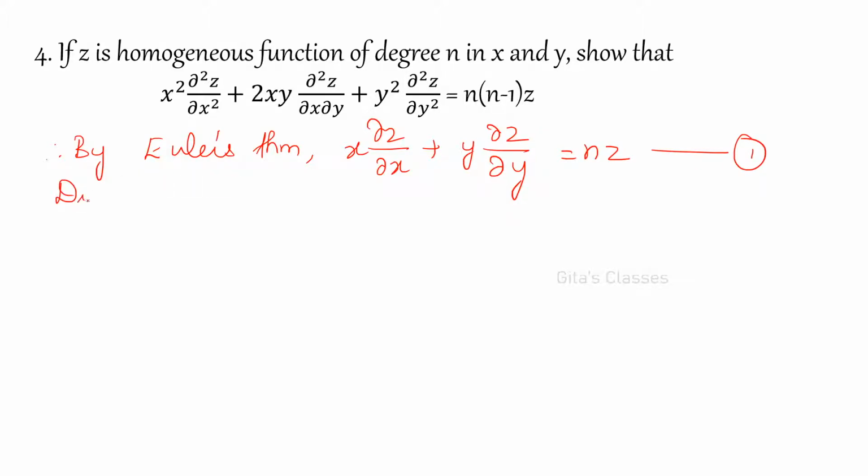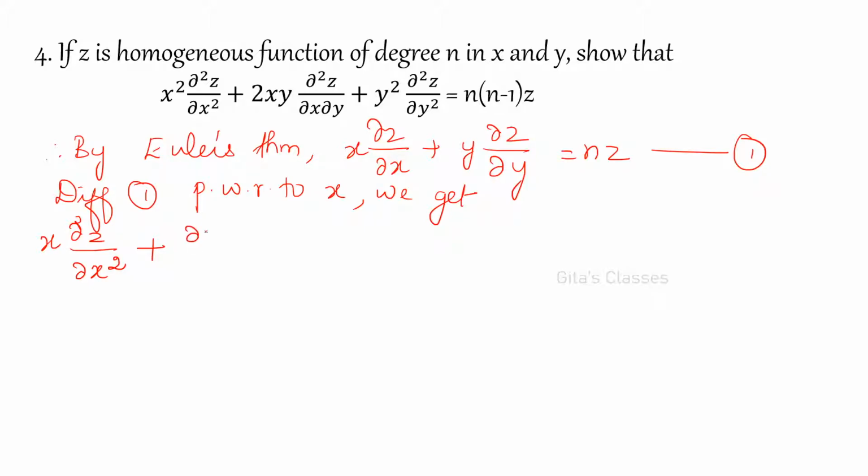So differentiating 1 partially with respect to x, what will you get? x into, now I am going to differentiate this equation partially with respect to x. Okay. So I have x ∂z/∂x. It is a product rule. So I'll write x first, keep it as it is. Differentiate this partially with respect to x. So ∂/∂x of ∂z/∂x. So what is that? ∂²z/∂x², right?